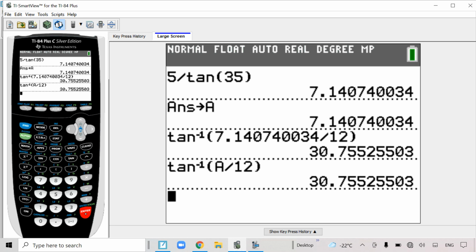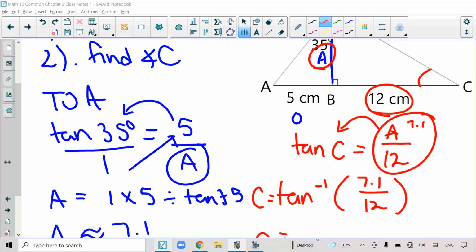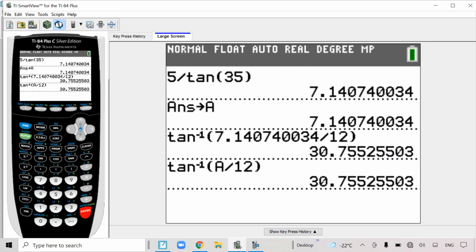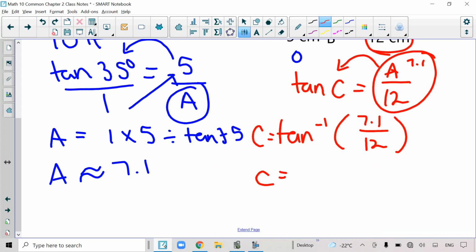So back to my notes, what did they want us to round to? To the nearest tenth. So I'm going to take that number, 30.7, look at the right of the 7, it's a 5, that tells me to round it up. So it will be 30.8 degrees. And then I'm done. Okay, let's try another one.